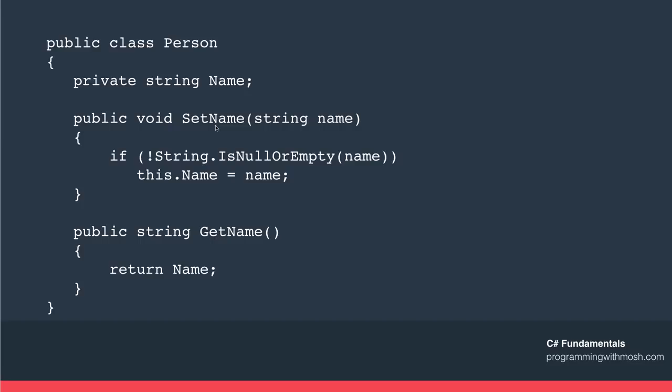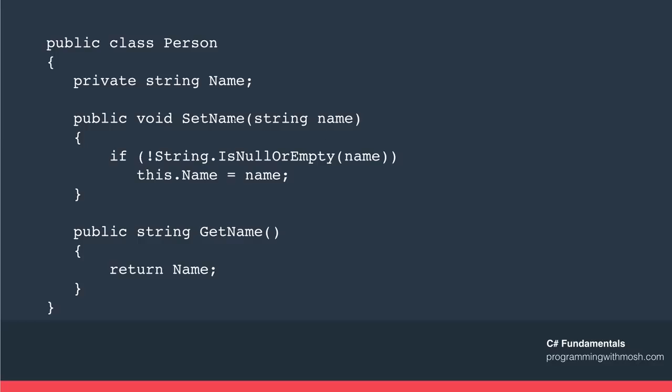With camel case, the first letter of only the first word is going to be lowercase, but the first letter of every word after that is going to be uppercase. An example of camel case is the name parameter here. So the first letter is lowercase.